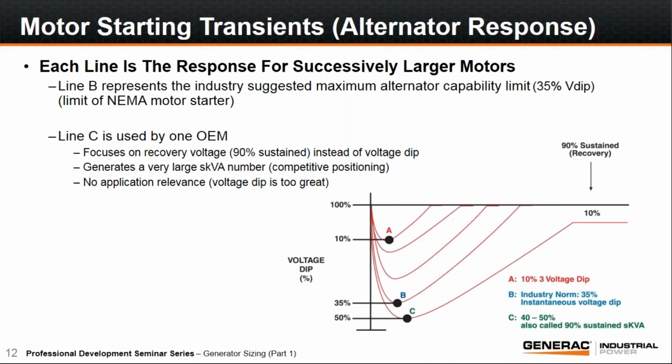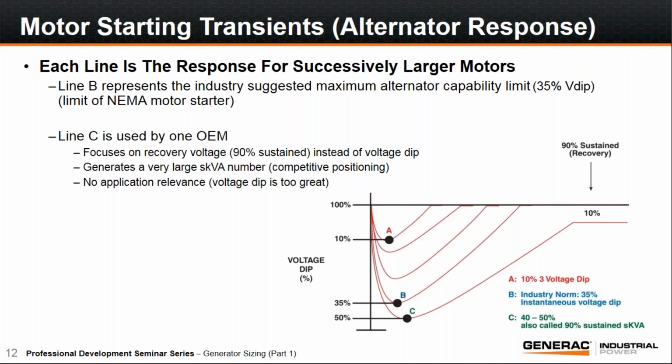Now, one of the things I do want to point out is there is one competitor in the marketplace that specs their genset performance on their spec sheets, not based on voltage dip, but based on recovery voltage. That is not what you all typically said you want to do. You said you want to size based on voltage dip, not recovery voltage. So it's a little bit confusing when one competitor in the market will use recovery voltage as the SKVA value.